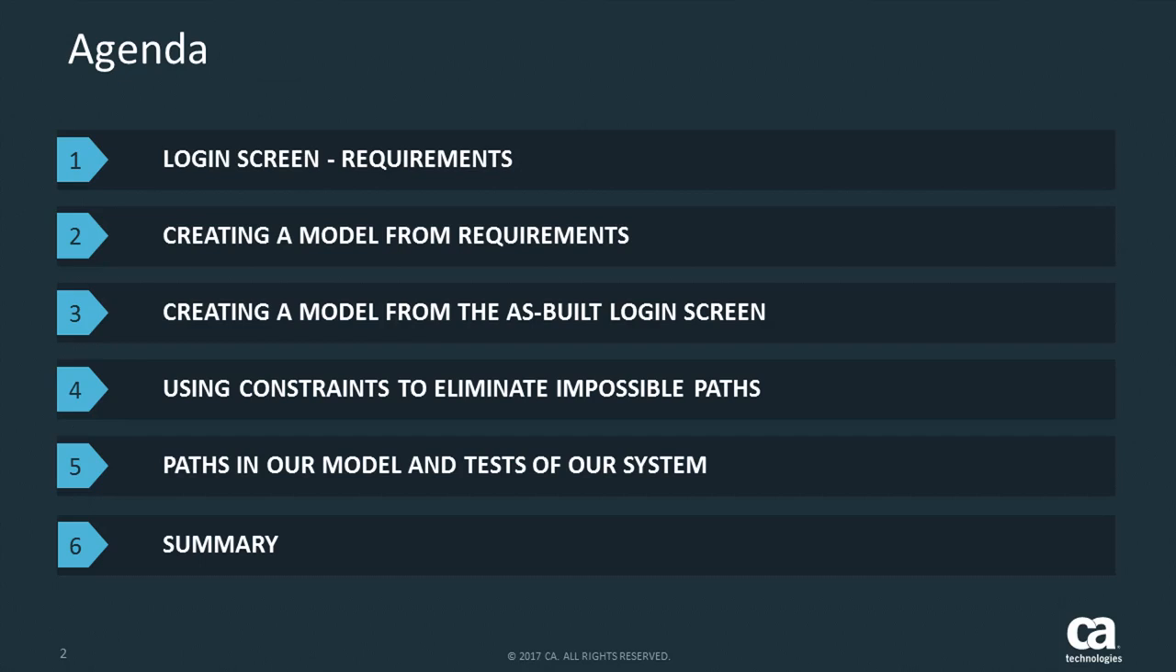Now, one of the consequences of creating certain models is that the model will contain impossible paths, things that cannot happen. So we use a feature of ARD called constraints to eliminate these impossible paths. Once we have these paths that we trust are a good reflection of the behavior of the system, we can derive tests from them. And I need to talk a little bit about how we go from a path to a test and why a path may actually generate many tests. We'll see that later on.